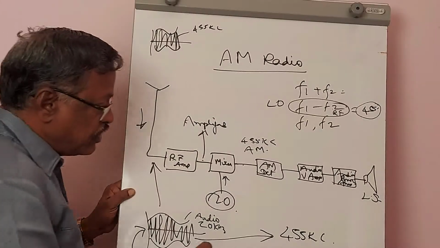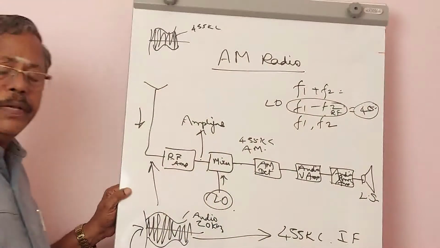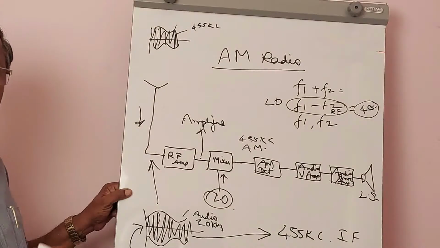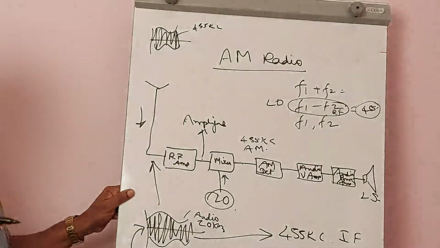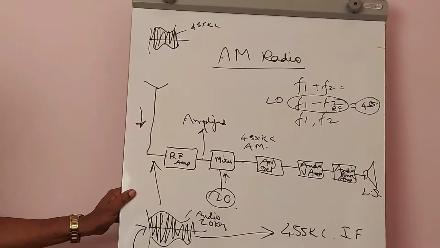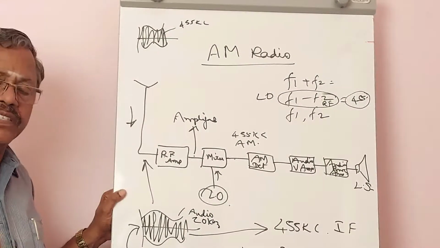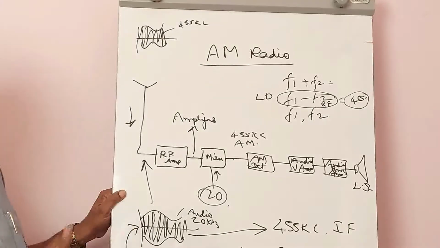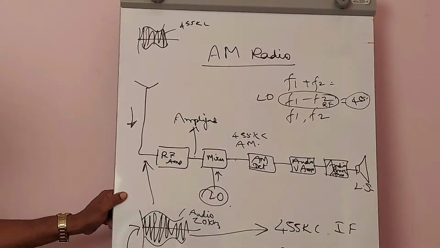This frequency is called the intermediate frequency. Because this is an intermediate frequency, it is in between the RF amplifier frequency as well as our required frequency. What is our required frequency? That is the audio signal. Audio signal frequency is 20 kilohertz. This is between 20 kilohertz and the RF frequency, that is 455 kilohertz. Therefore, this frequency is called the intermediate frequency.